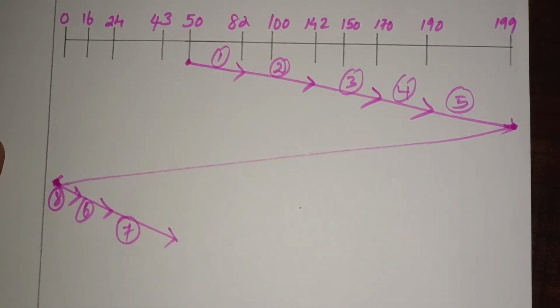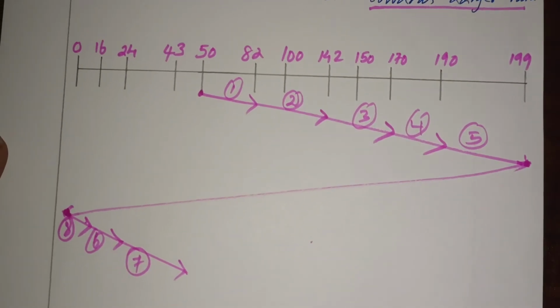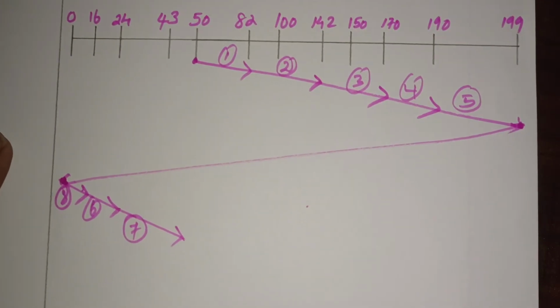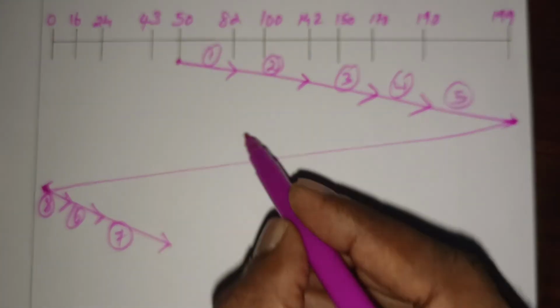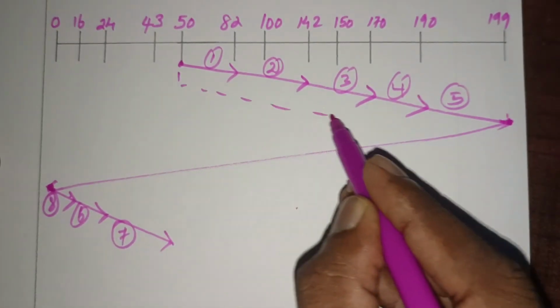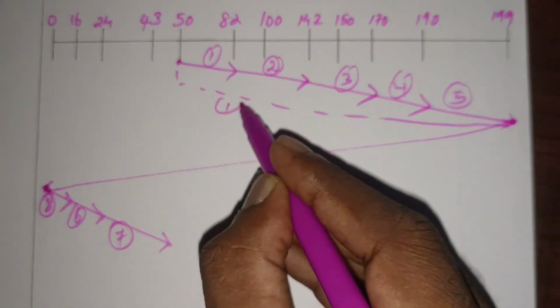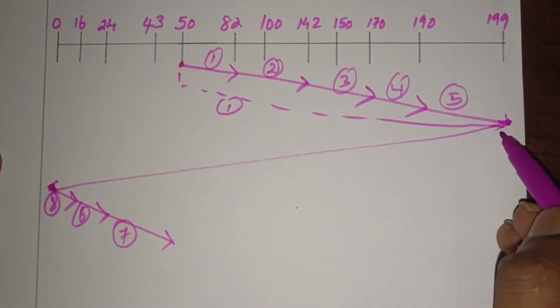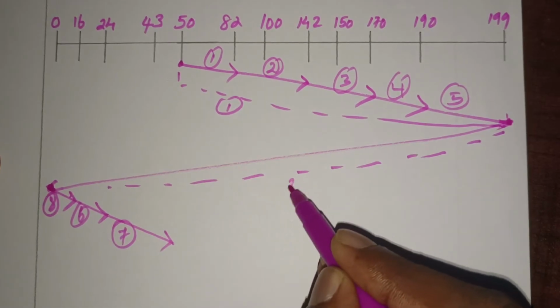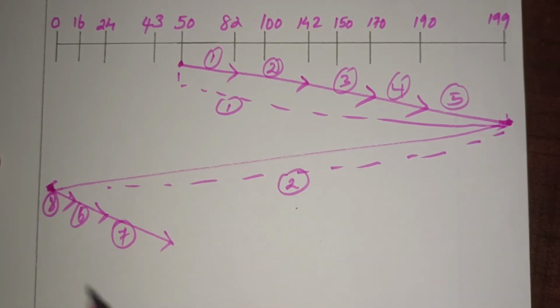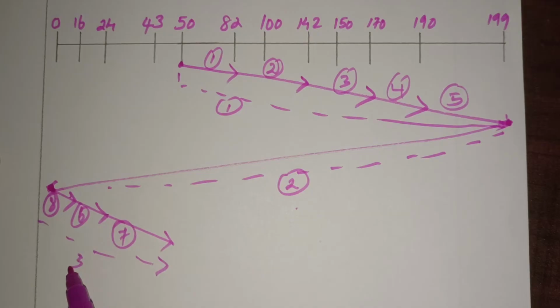So here the request has been clearly given, and we have 3 positions here. That is 50 to 199, this is position number 1, and from 199 again it is reaching some direction, this is called the second position, it is reaching 0, and from 0 it is moving towards 43, position number 3.